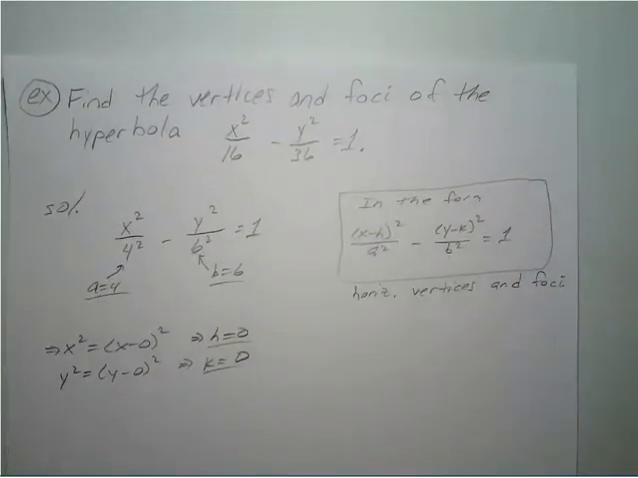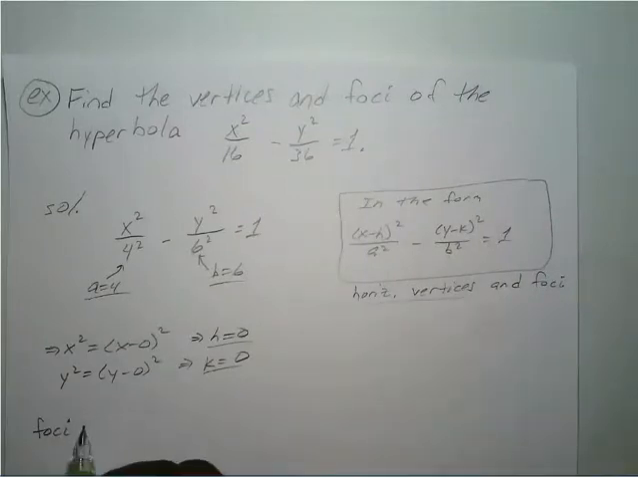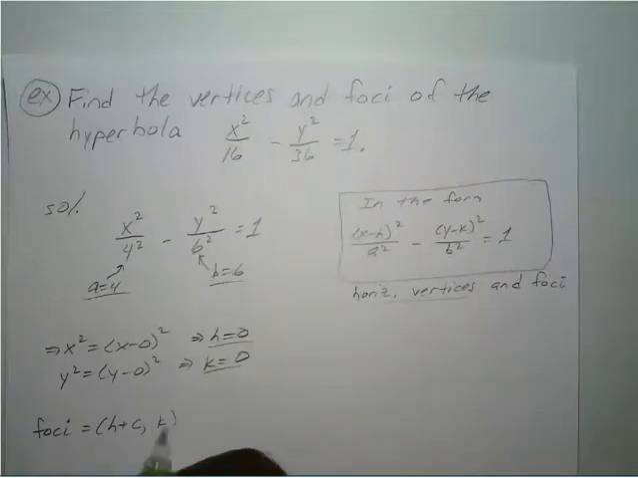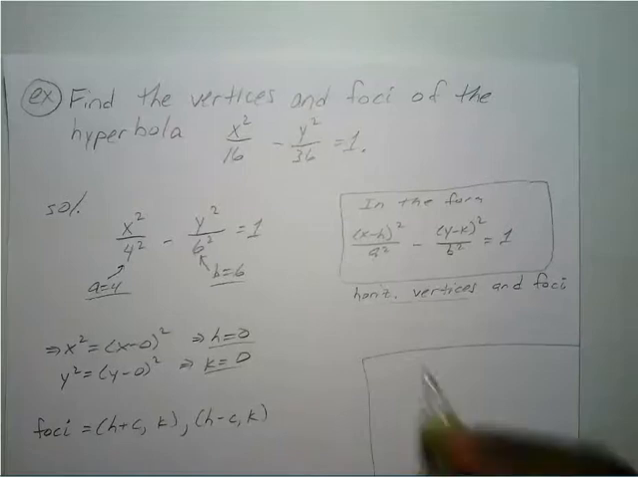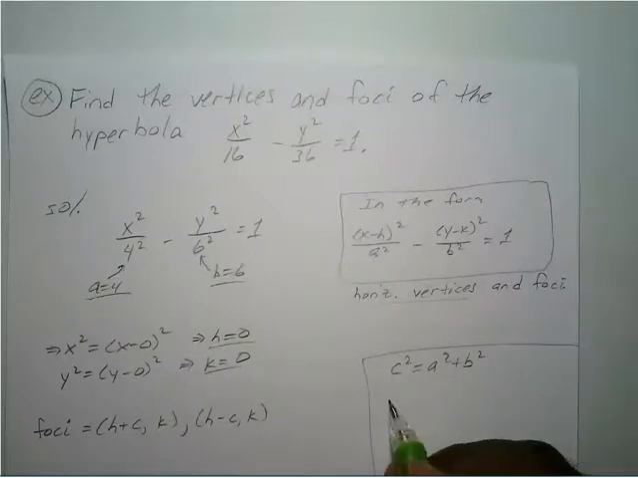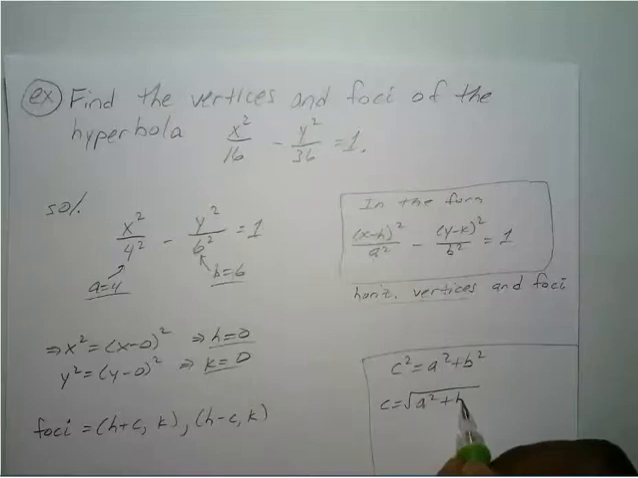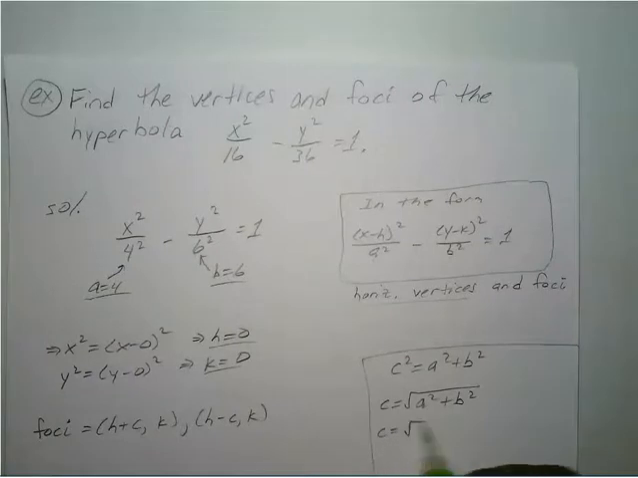The only thing is to find our foci. For horizontal vertices, remember, if it was vertical you'd have a different formula, that's (h plus c, k) and (h minus c, k). We have our h, we have our k, but we don't have our c. That can be quickly remedied, because we know that c squared is equal to a squared plus b squared, or c is equal to the square root of a squared plus b squared. We know that a is equal to 4 and b is equal to 6, so c is equal to the square root of 4 squared plus 6 squared.